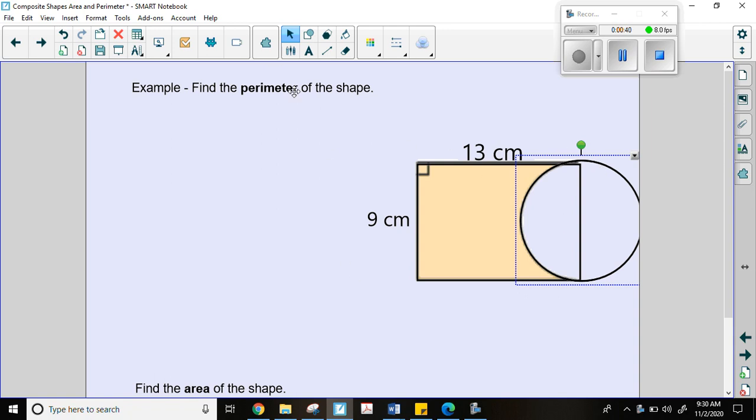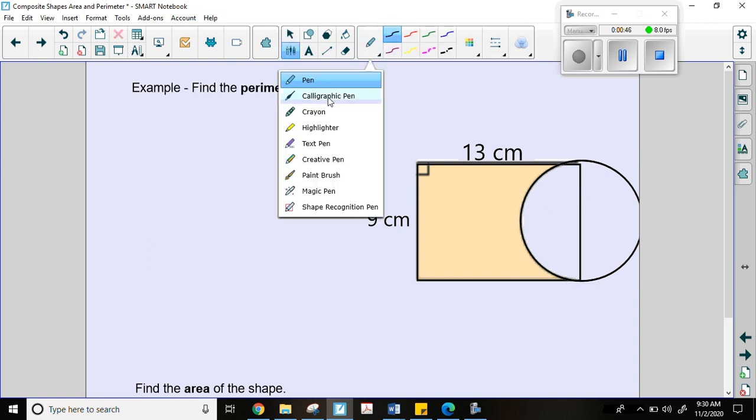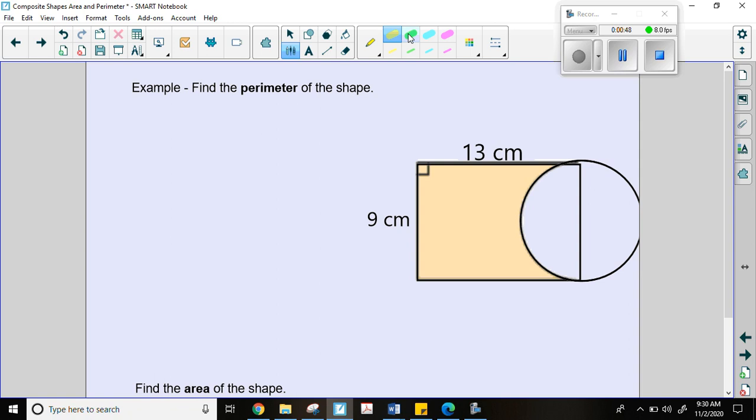Well, for perimeter, the nice thing is we just want to find the length of the shape or the structure on the outside. So we're going to take this side, we're going to add this side, we're going to add that side, but then we have to do a little bit of work to figure out how to add that.